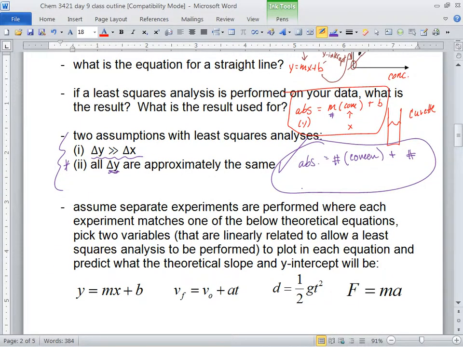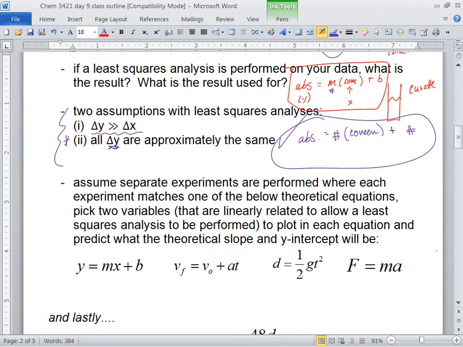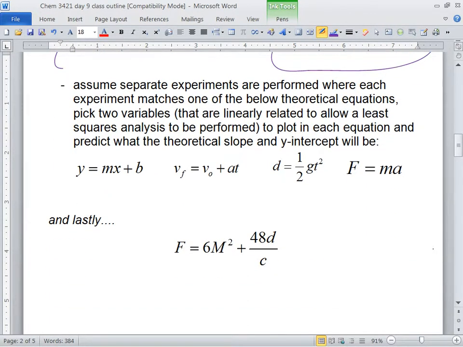Okay. So let's play around with this linearity idea a little bit. That's what this is here for. Assume separate experiments are performed where each experiment matches one of the below theoretical equations. Pick two variables that are linearly related to allow a least squares analysis to be performed. So what I'm talking about here is, like in this equation, pick two variables where you would get a linear relationship between them mathematically. And we already know the answers, y and x. Okay. What if you plotted this one?